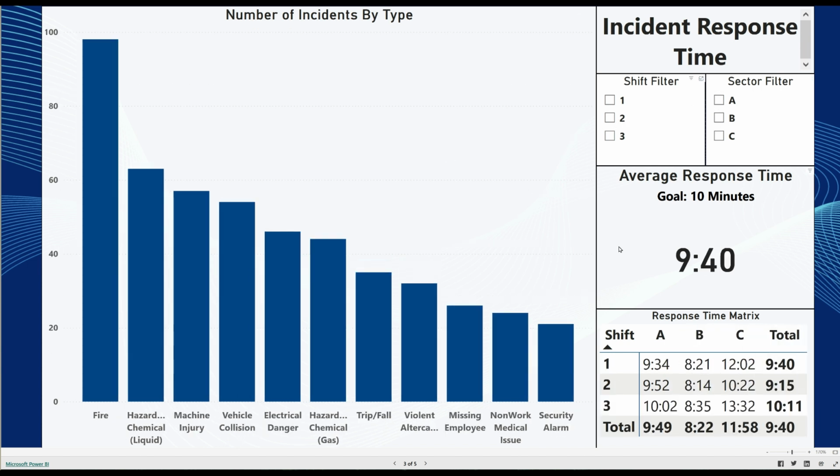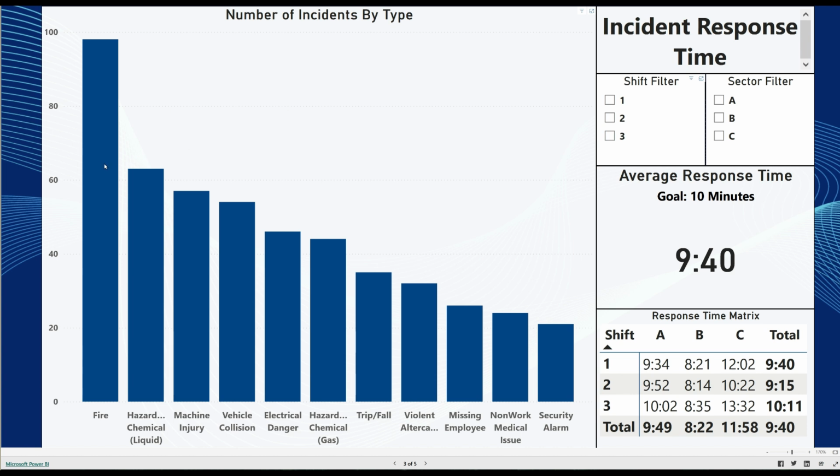And here we look at response times for incidents. The global goal for the company is to have a response time of 10 minutes or less from when the incident is reported to when everyone is back to work. And we see we are actually meeting that goal with an overall average of 9 minutes and 40 seconds. However, I don't think that it's a good idea to just look at that one number and be happy with it because there is more to uncover.